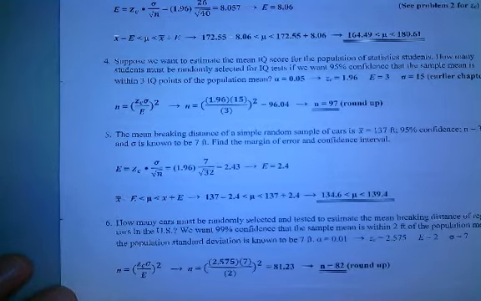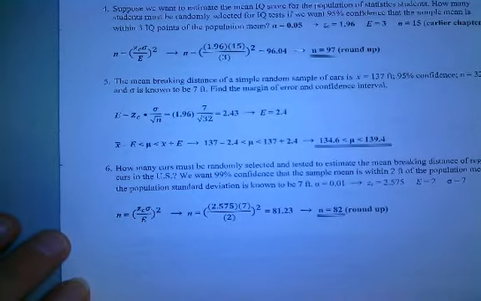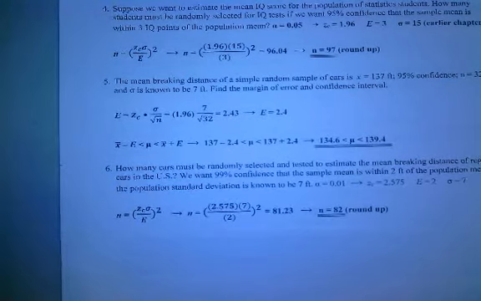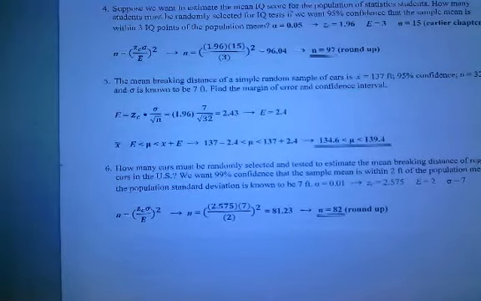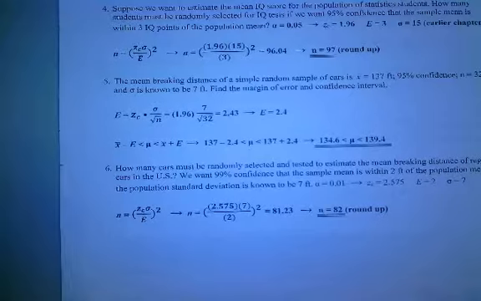Okay, let's look at a second example for determining the minimum number. How many cars must be randomly selected and tested to estimate the mean braking distance of registered cars in the U.S.? We want 99% confidence that the sample mean is within 2 feet of the population mean, and the population standard deviation is known to be 7 feet.